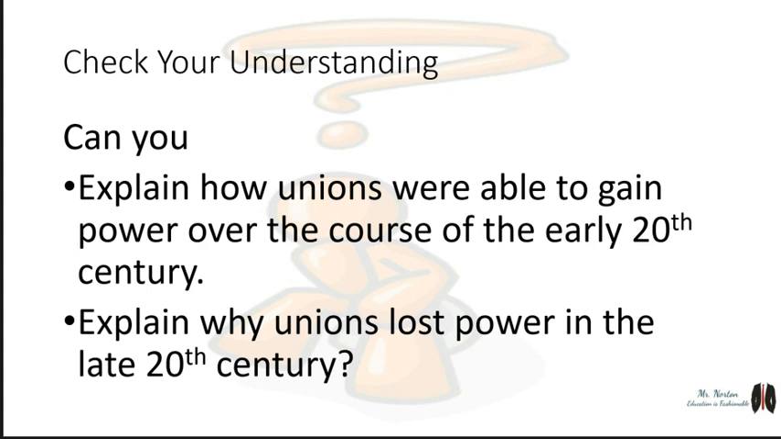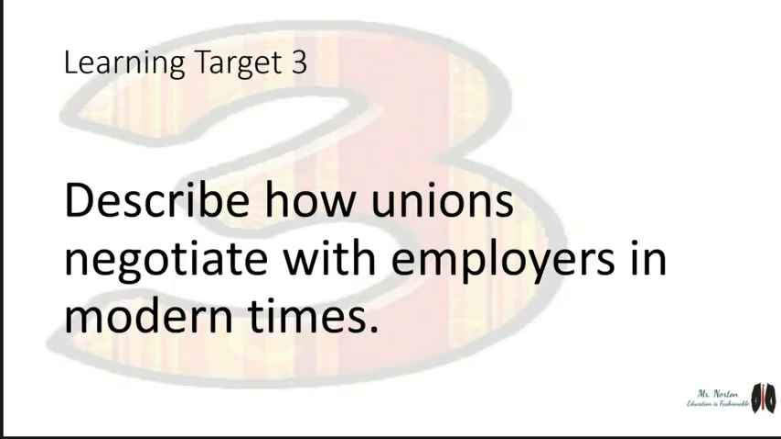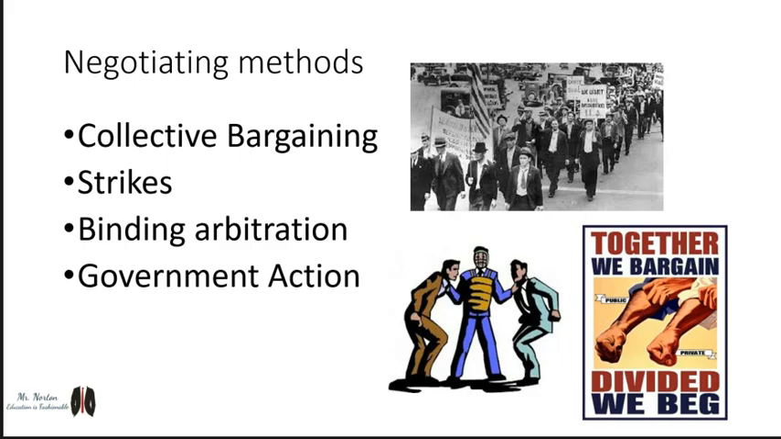If you're done with that, let's move on to our third learning target, which is to describe how unions negotiate with employers in modern times. We already talked about one of them, which was a strike. That's not going to be new, but for union negotiating methods, we're talking about collective bargaining. I mentioned it a little bit earlier.